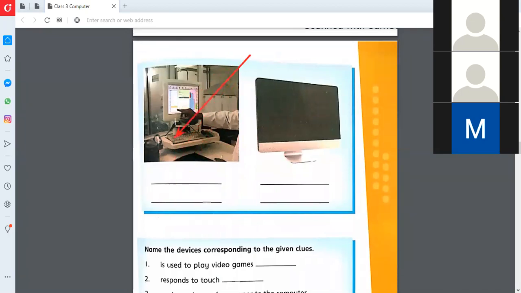So, what do we call it? It's a screen, a kind of a screen like a tablet. You also touch the screen of a tablet, of a mobile. That person is also touching it. What do we call it?